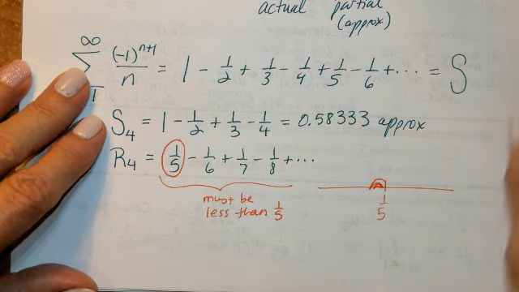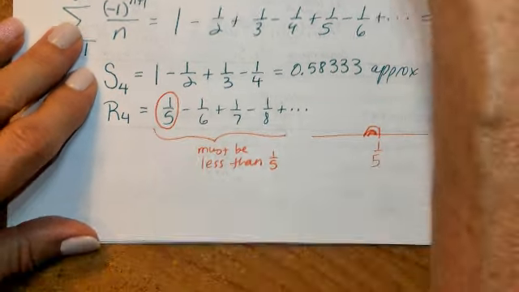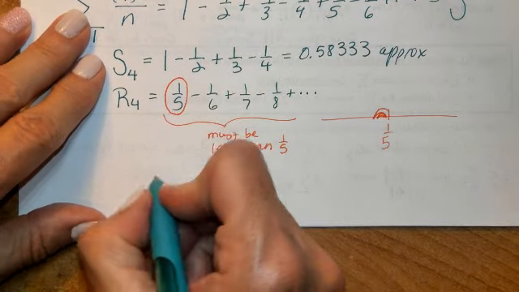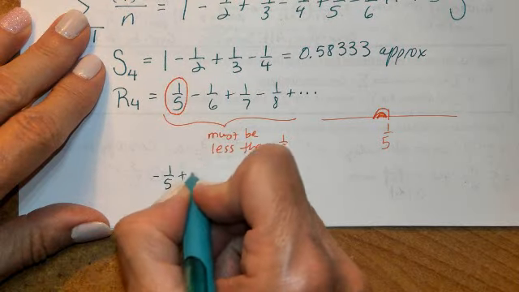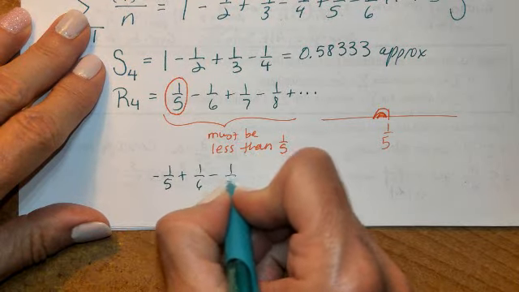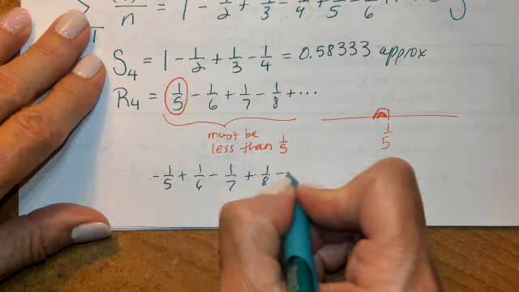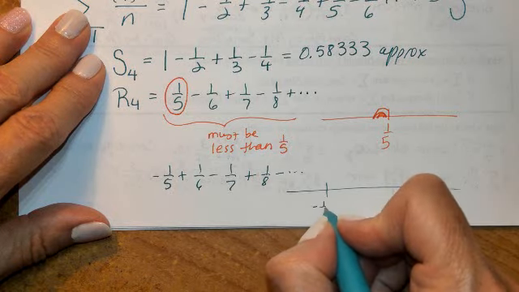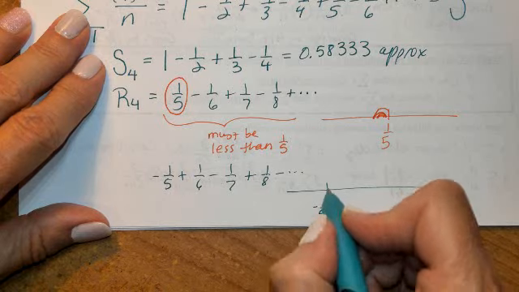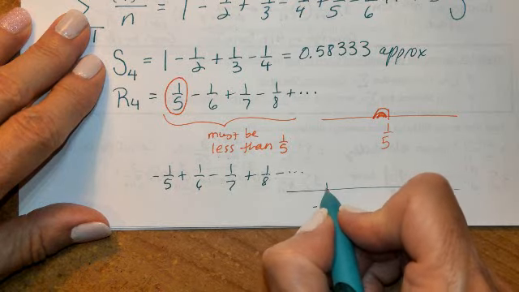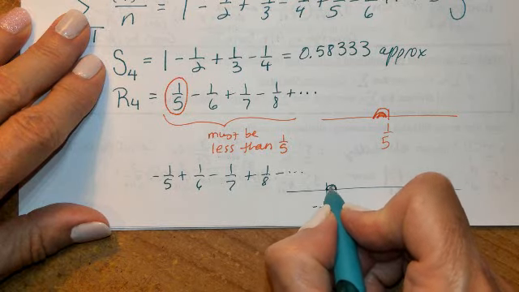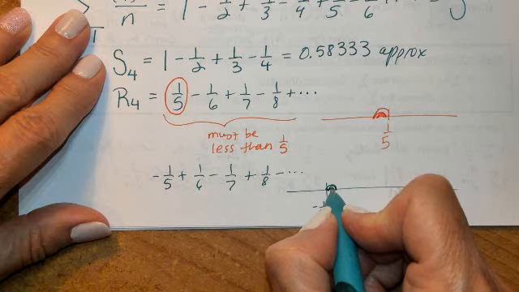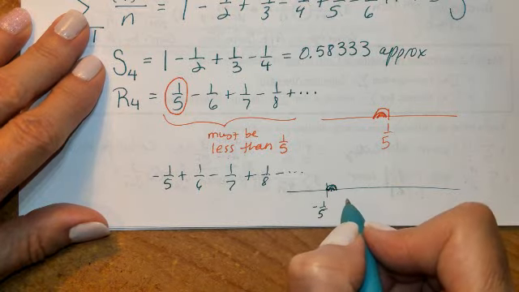Okay? For instance, what if I had just changed all the signs? Negative 1/5 plus 1/6 minus 1/7 plus 1/8, etc. So here I am down here at negative 1/5, right? And I'm going to add 1/6, subtract 1/7, add 1/8, subtract 1/9, etc. Right?